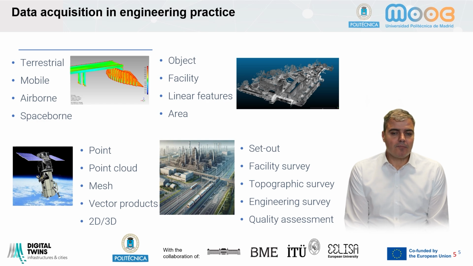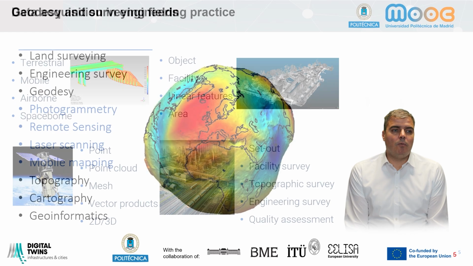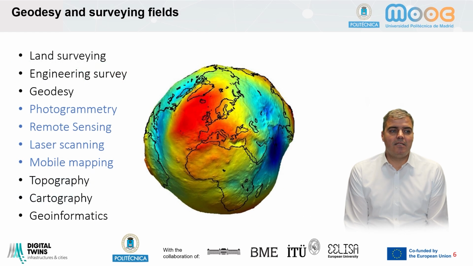Based on the actions, we can set out designed objects on the field, on site. We can survey facilities, we can survey the topography of an area, we can make engineering surveys or measure deformations or displacements, and we can use these technologies for quality assessment. So if you want to check what the geodesy and surveying fields are, I indicated in blue the ones we are dealing with in this module.